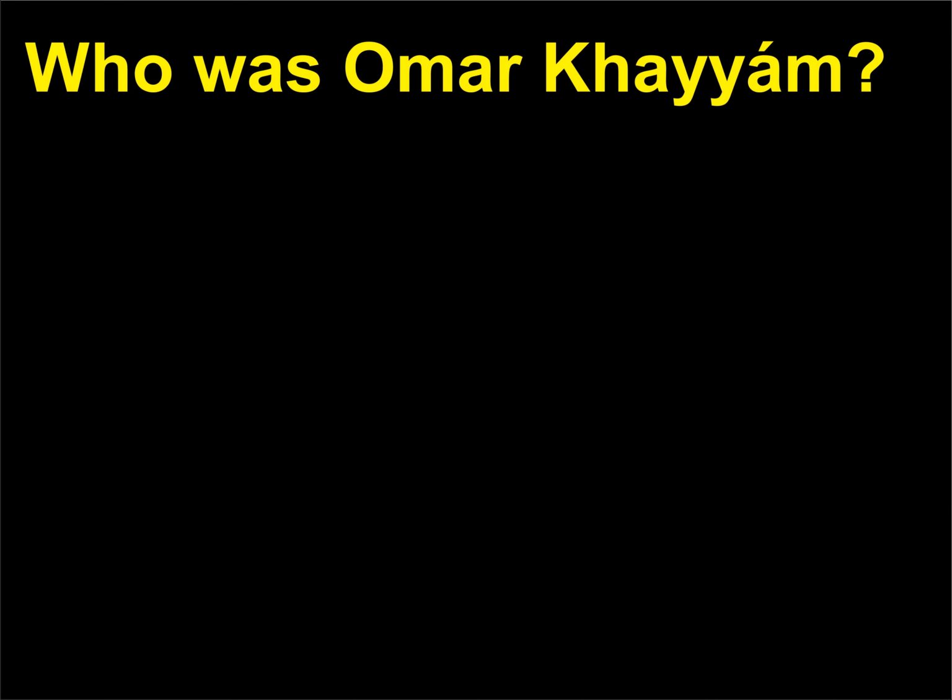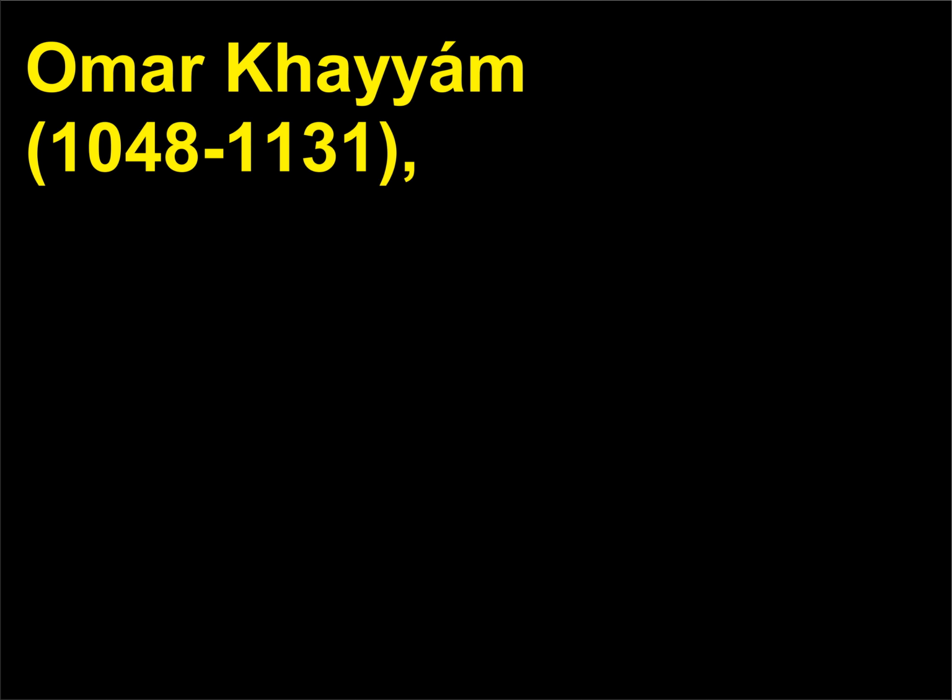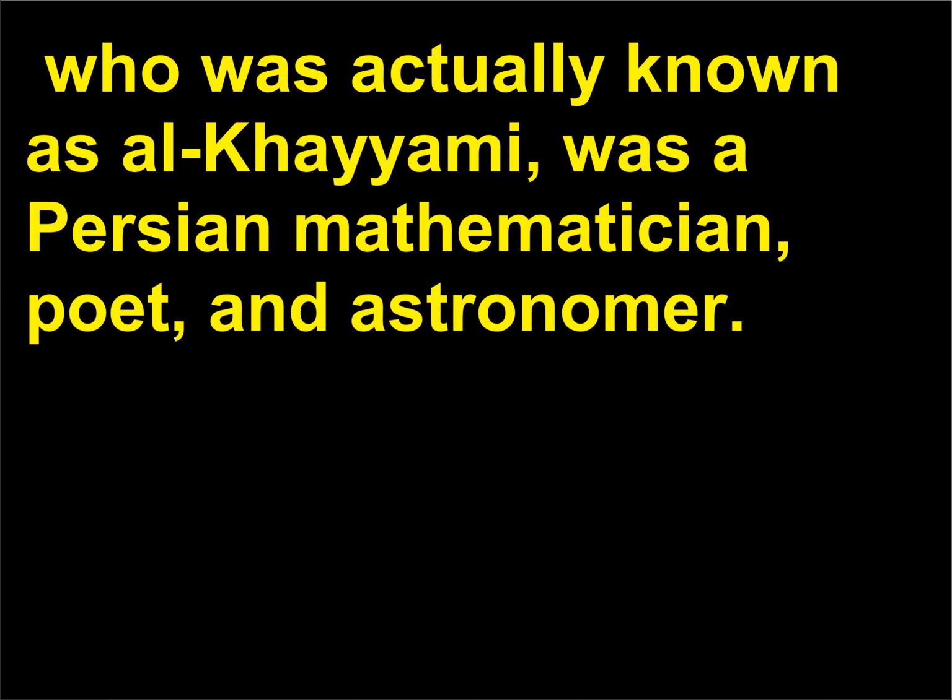Who was Omar Khayyam? Omar Khayyam, 1048 to 1131, who was actually known as Al-Khayyami, was a Persian mathematician, poet, and astronomer.